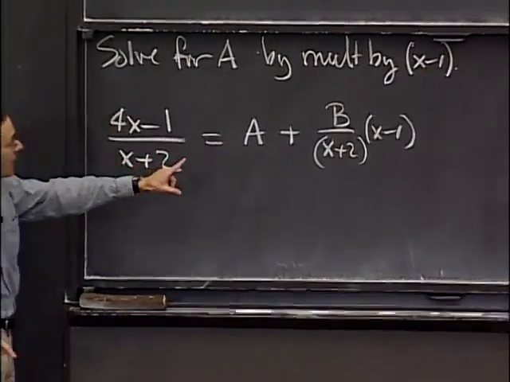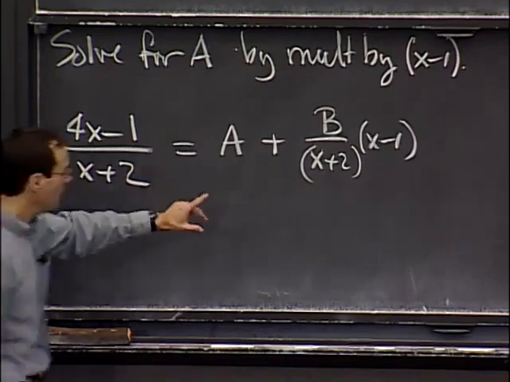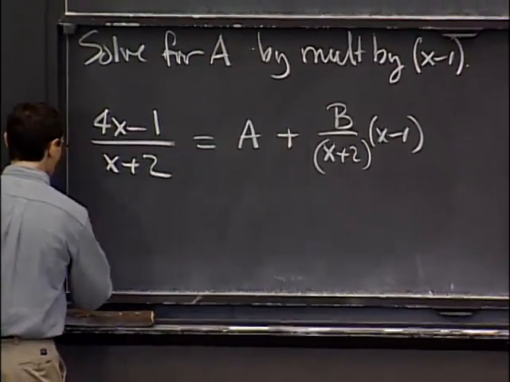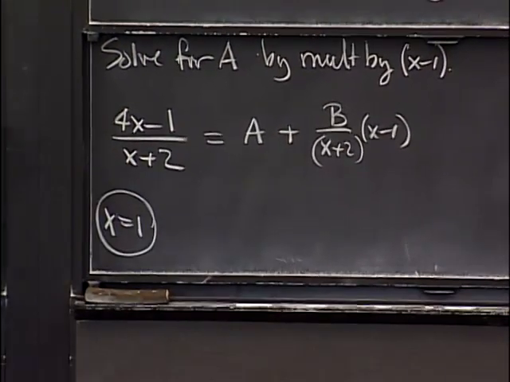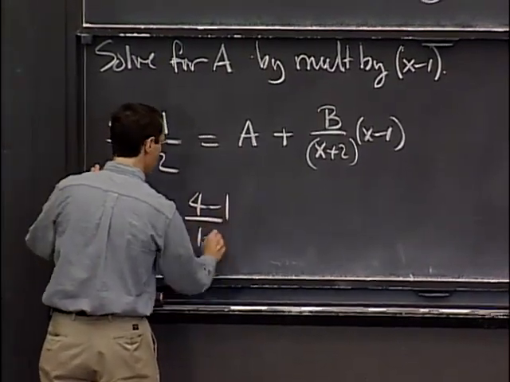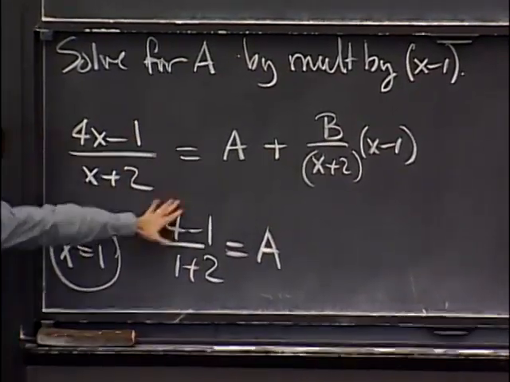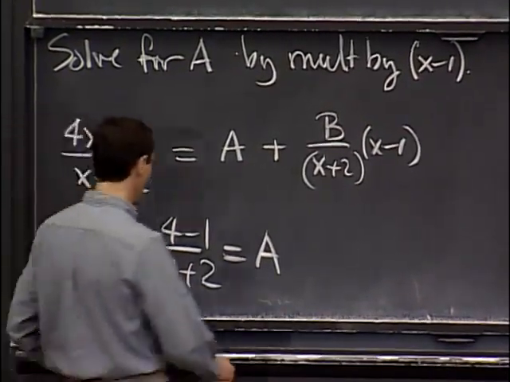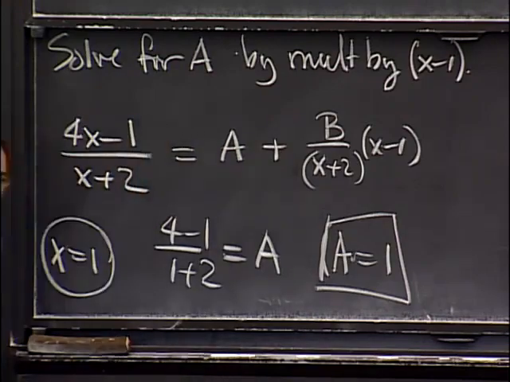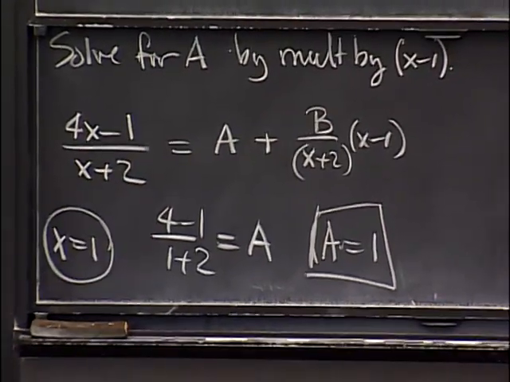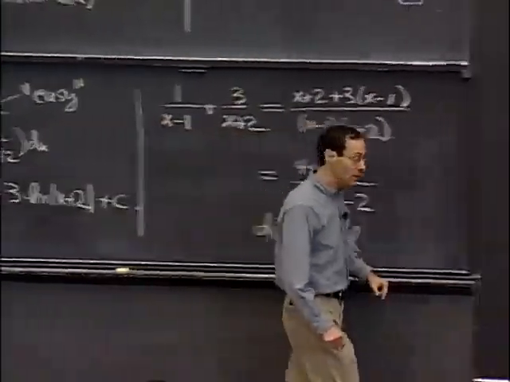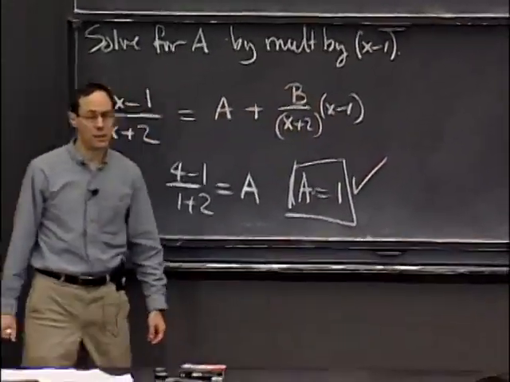Namely, if I plug in now x equals 1, this term drops out too. All right? So what I'm going to do now is plug in x equals 1. And what I get on the left-hand side here is 4 minus 1 and 1 plus 2. And on the right-hand side, I get A. That's the end. This is my formula for A. A happens to be equal to 1. And that's, of course, what I expect. A had better be 1 because the thing broke up into 1 over x minus 1 plus 3 over x plus 2. So this is the correct answer.